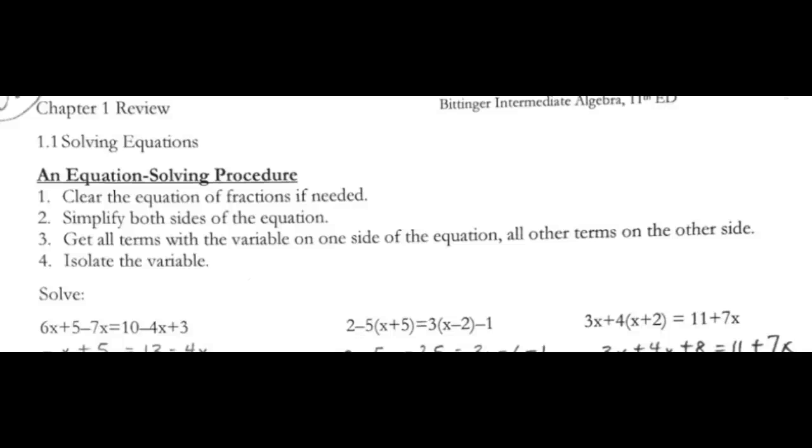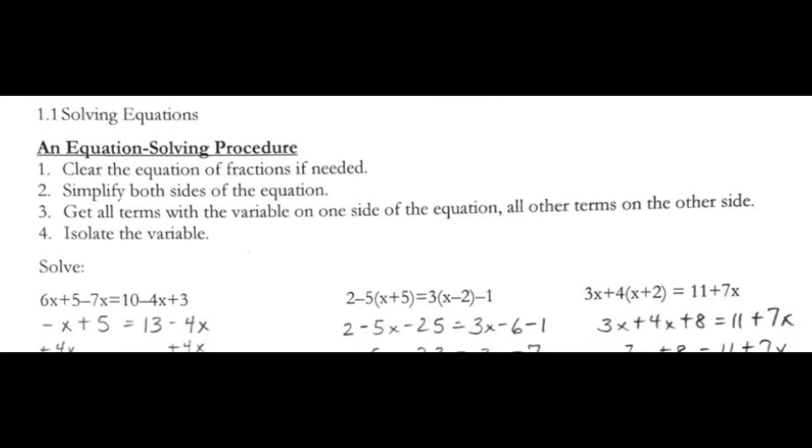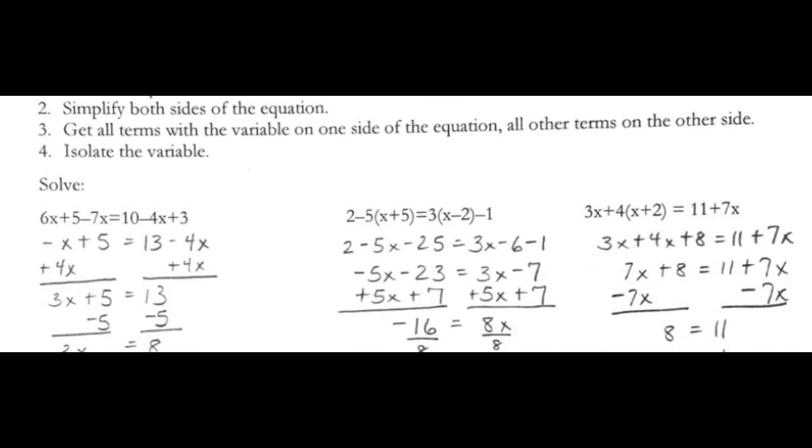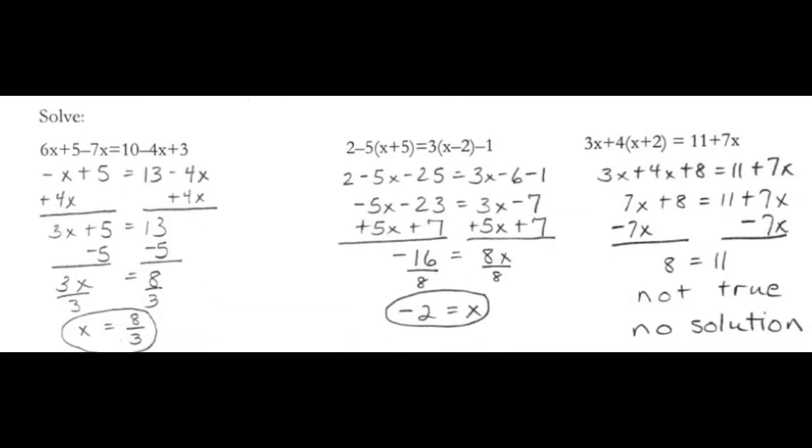We begin Math 99 by reviewing some concepts from Chapter 1. In Section 1.1, we want to pay attention to solving equations. In the equation solving procedure, you clear the equation of fractions if needed, simplify both sides of the equation, get all terms with the variable on one side of the equation and all other terms on the other side, and then isolate the variable. Let's solve three examples.